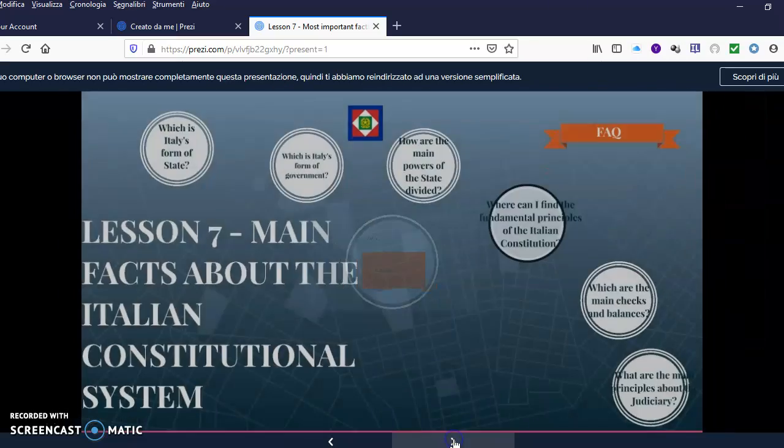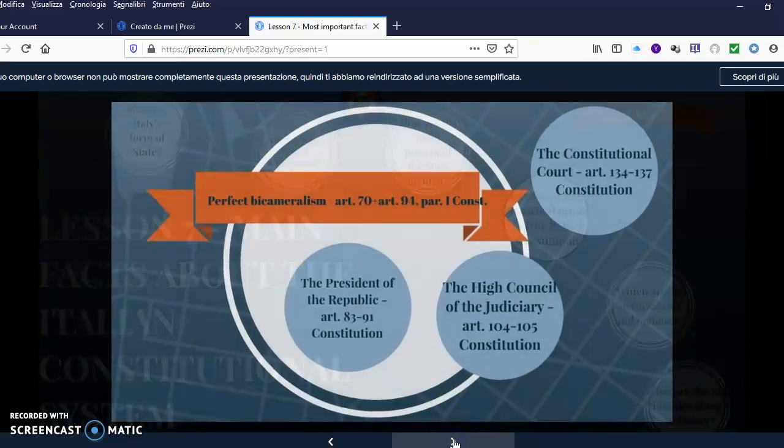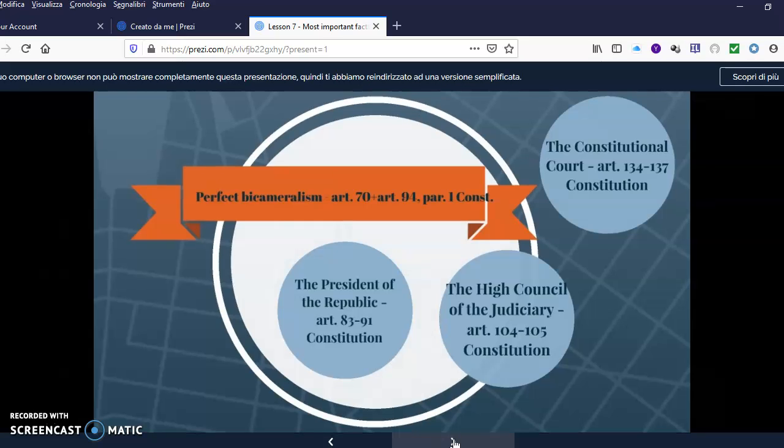How is the Italian flag made? Article 12. Again, main checks and balances. We said perfect bicameralism, President of the Republic, High Council of the Judiciary, Constitutional Court. These are the checks and balances in our Constitution. If they work well, our system will remain a democracy and will work well. If they don't work well, that is going to be a great problem for us sooner or later.